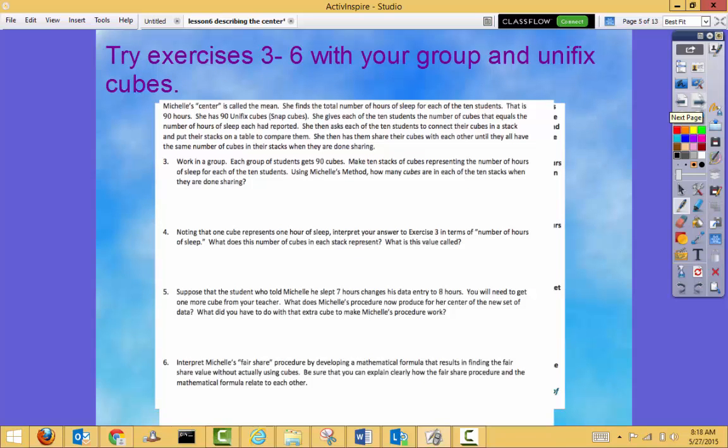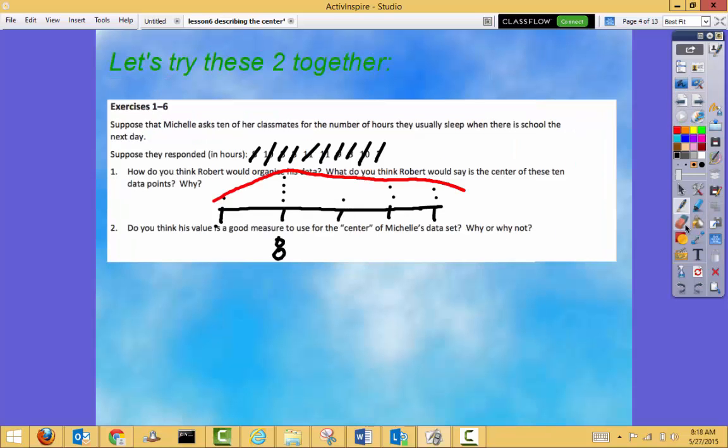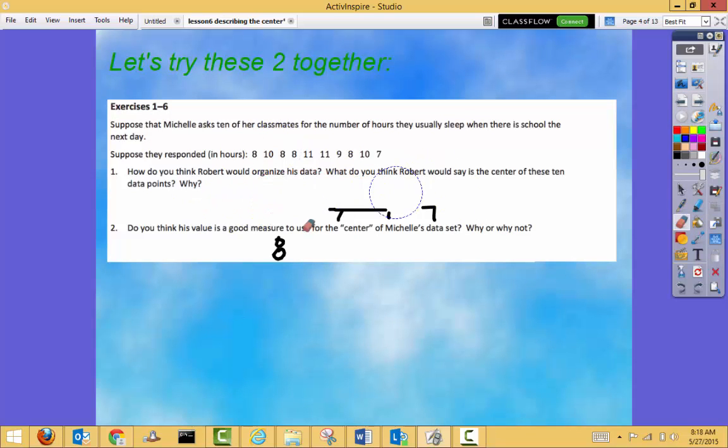Michelle's center is called the mean. How we find the mean is you find the total number of hours of sleep for each of the 10 students. That is 90 hours. So what I'm doing is I'm taking all of these numbers and I'm adding them up. And when I add them up, I get 90.